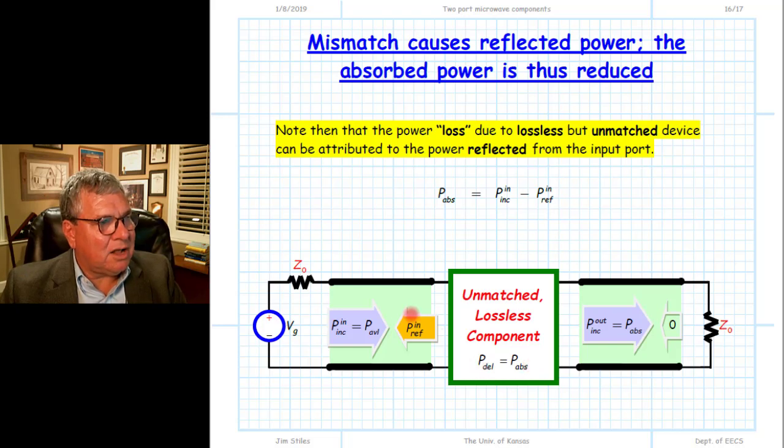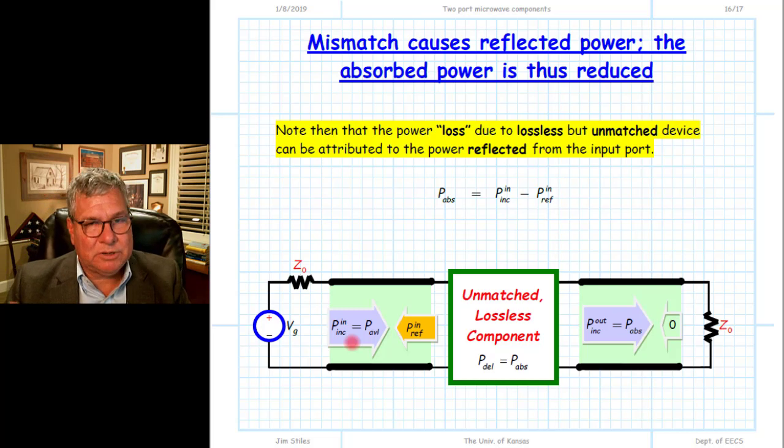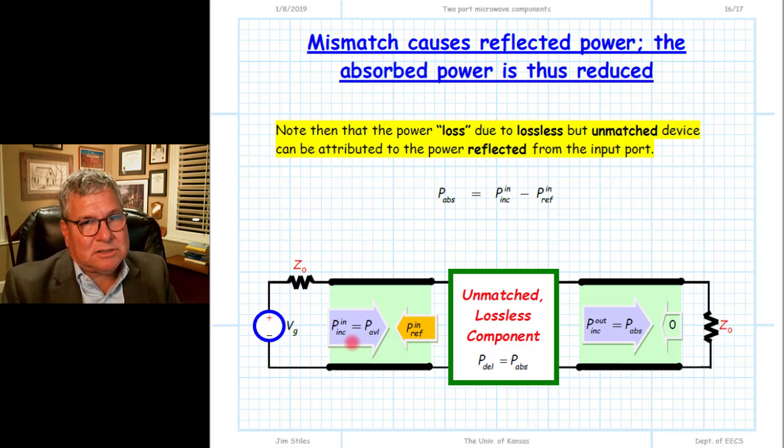So again, the loss due to an unmatched device we can speak of with respect to the power associated with the reflected power at the input port. If that reflected power is zero, then we have no quote-unquote loss. Not loss associated with absorption. Again, this is a lossless device, but loss here means the absorbed power is less than what we could have gotten, less than the available power. And of course, the ratio of the reflected power to the incident power is the return loss, and that's why we call the return loss a loss.